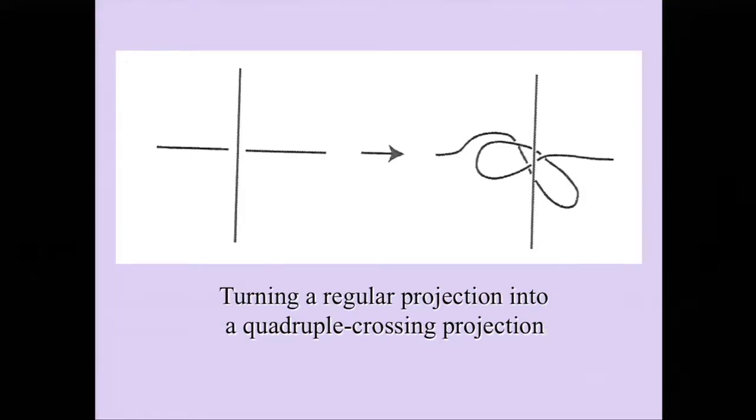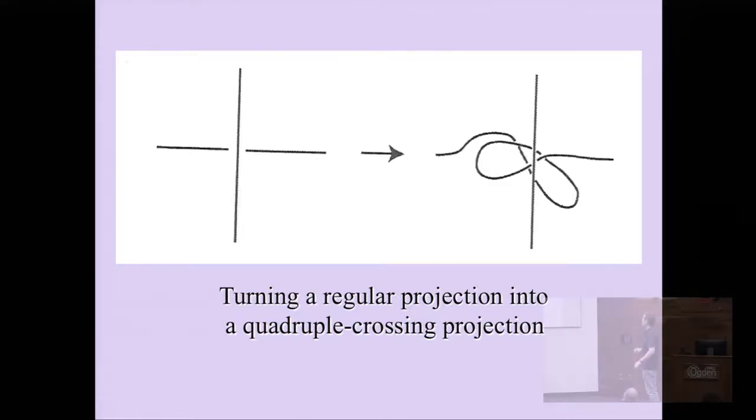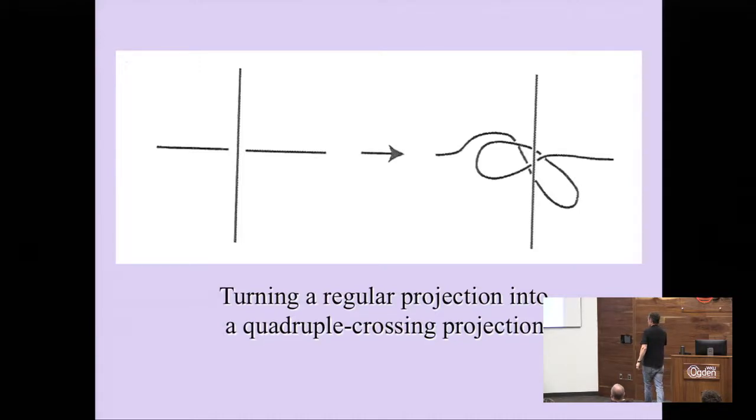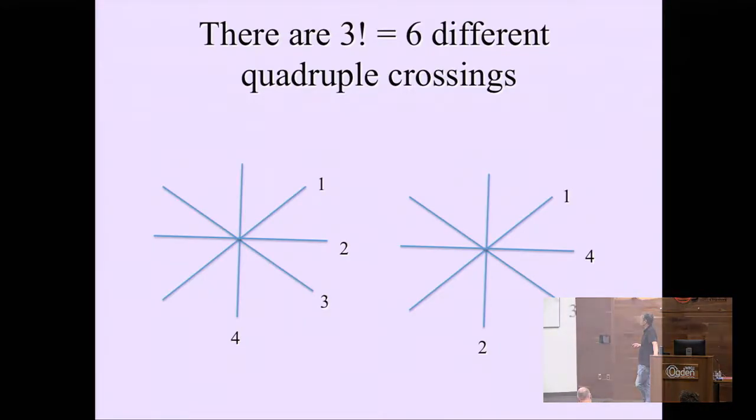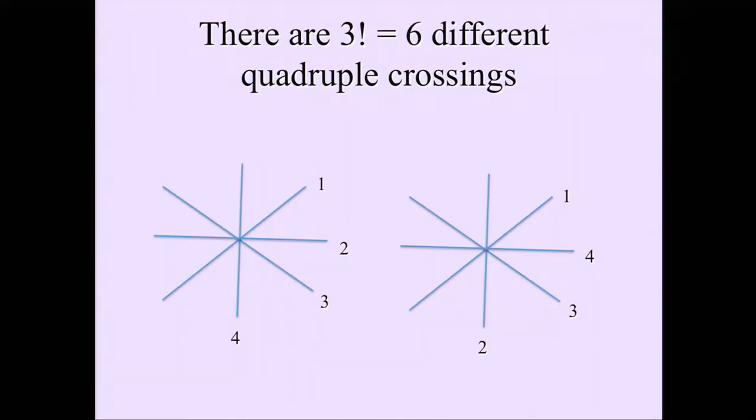And I claim I can easily turn a regular projection into a quadruple crossing projection. That turns out to be a lot easier than the triple crossing case, okay? And all I do is I take this understrand that you see right here, and I just swing it back and forth a couple times, and you'll see this is actually a valid quadruple crossing right here. So I've turned every one of my double crossings into a quadruple crossing, and that's a valid way of showing that every projection, every knot has a projection with only quadruple crossings, okay? And so therefore I can define the quadruple crossing number, the least number of quadruple crossings in any quadruple crossing projection.